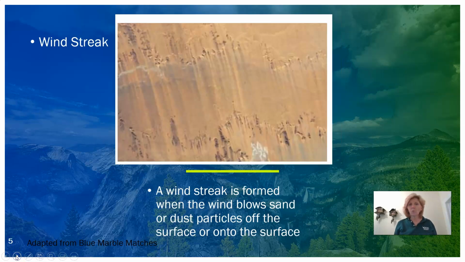The next one is called a wind streak. This is created when wind blows or dust particles blow on or off the surface, and it scrapes and leaves streaks on rock and surfaces. So you're talking about something that's got to really be some strong wind.